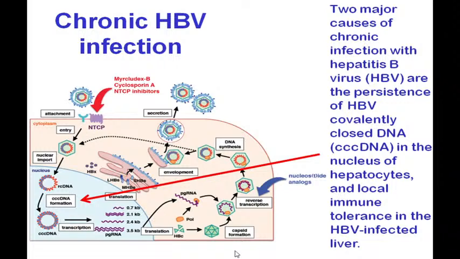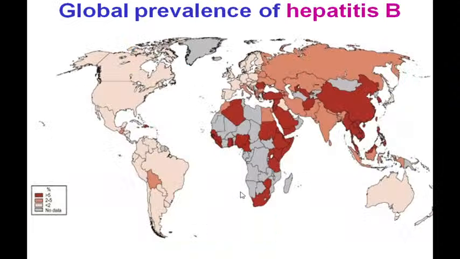So, what exactly features of the virus may lead to chronic infections? We blame the cccDNA molecules because they may occur in the nucleus of the hepatocytes, and also local tolerance to HBV infection may participate in the development of the chronic disease.